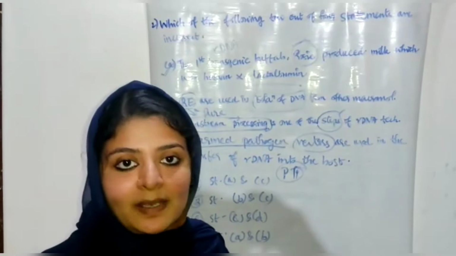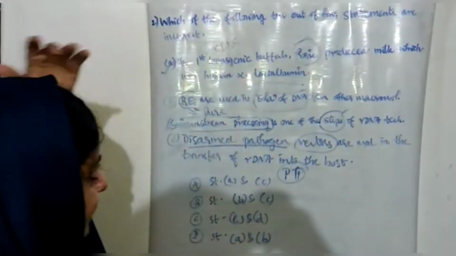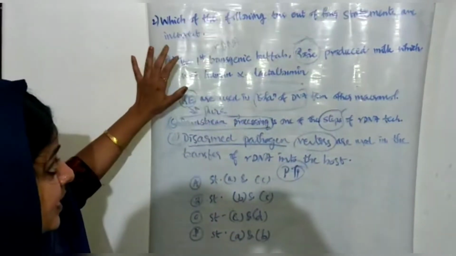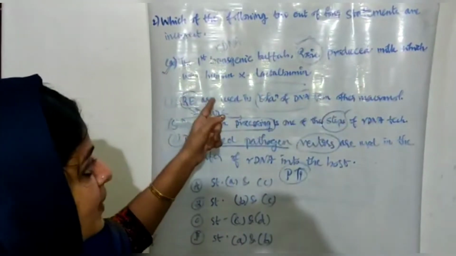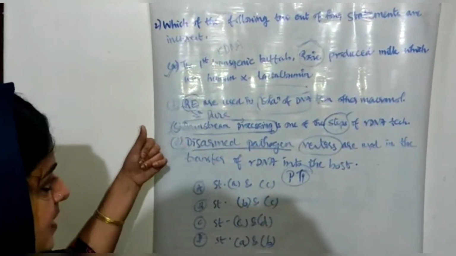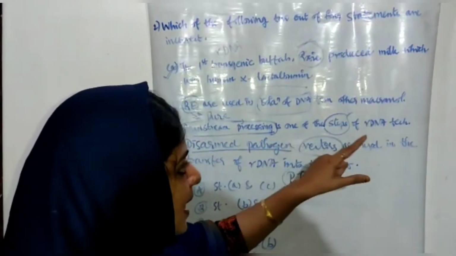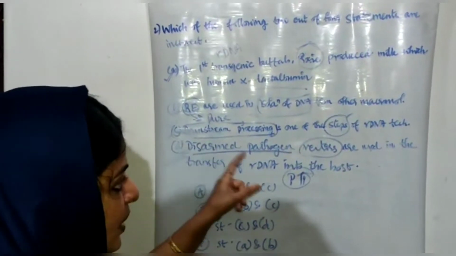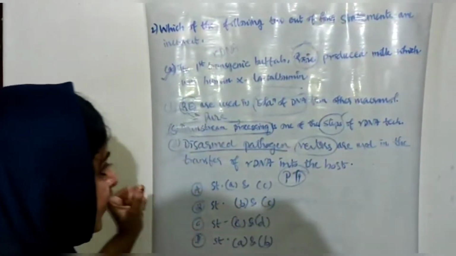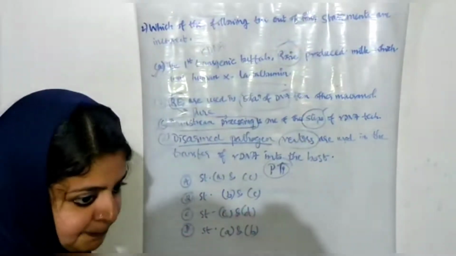Hello. The question statement says, which of the following 2 out of 4 statements are incorrect? The statement A is, the first transgenic buffalo, Rosie, produced milk which was human alpha-lactalbumin. The statement B is, restriction enzymes are used in the isolation of DNA from other macromolecules. And statement C is, downstream processing is one of the steps of rDNA technology. And statement D is, disarmed pathogen vectors are used in the transfer of rDNA into the host.